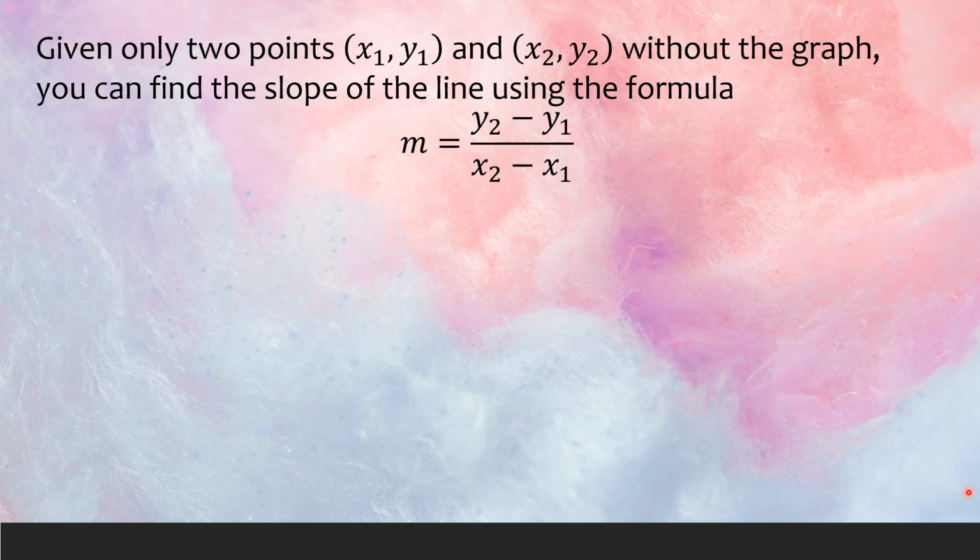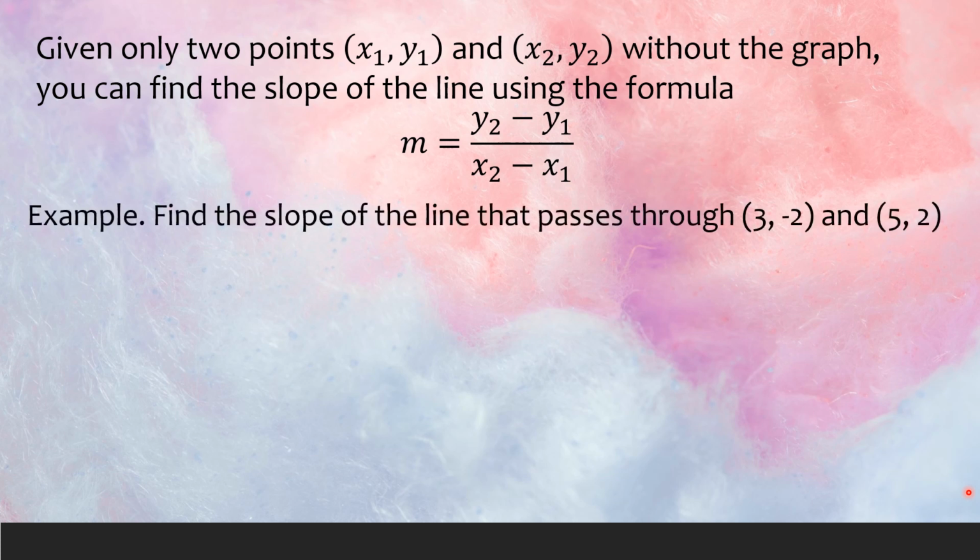So ngayon, paano kung walang given graph ang isang linear equation? Or kung ang given lamang ay ang mga coordinates or yung ordered pairs. So we have the given example, find the slope of the line that passes through 3, -2, and 5, 2. So meron tayong dalawang ordered pairs wherein 3 is the x sub 1 and -2 is the y sub 1. X sub 2 is 5 and y sub 2 is 2 because xy ang ating ordered pairs.